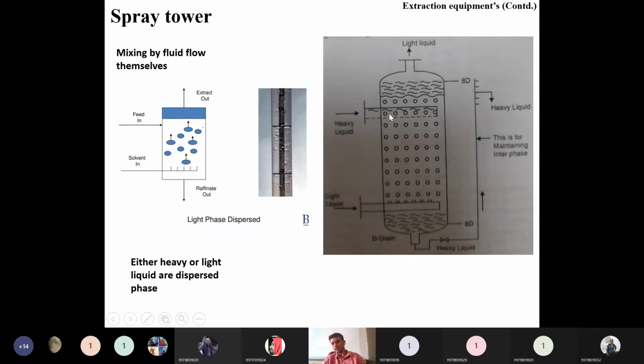So creating this dispersion is nothing but increasing the surface area. This liquid, this much is the circumference. This whole liquid will have this much area. But when the continuous phase is there, all this is the area.